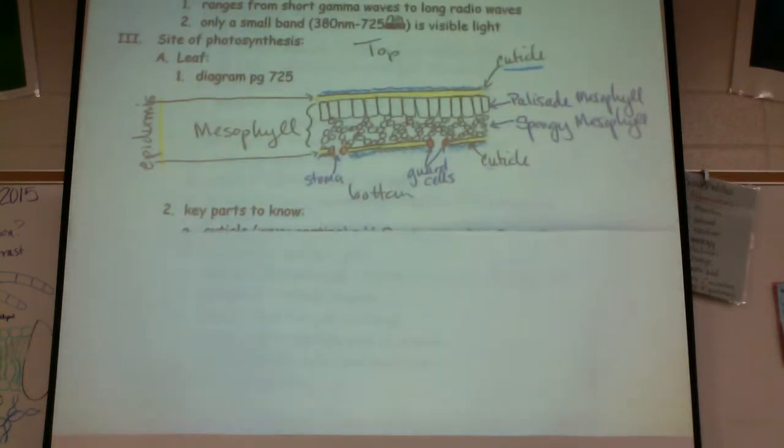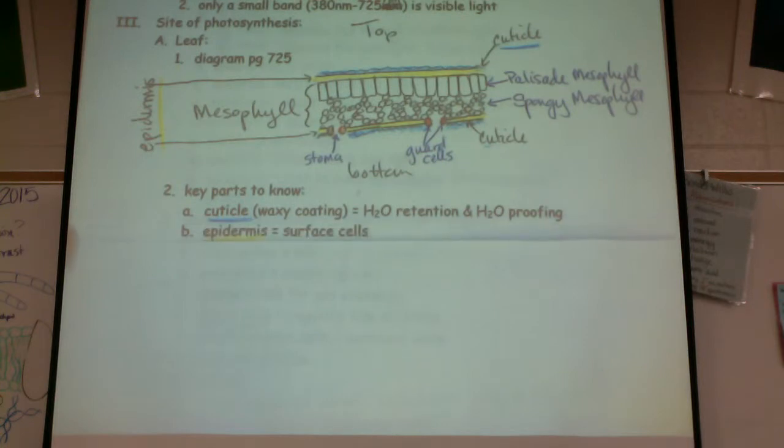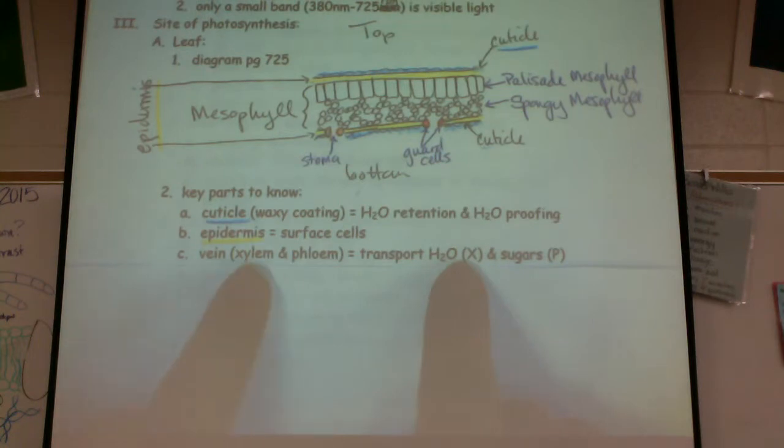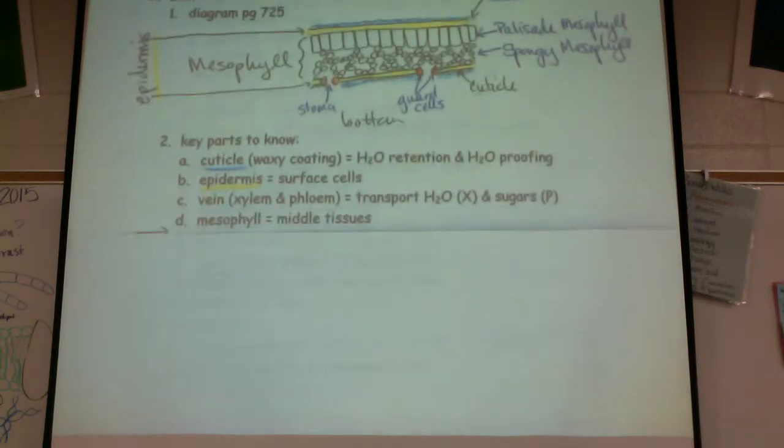So key parts to know, of course, are the cuticle, that waxy coating for water retention and waterproofing, your epidermis, which is the surface, its protection as well. Veins have the xylem and phloem for transport of water and sugars. Xylem, and that's what the X is here, xylem transports water, phloem's just the sugars. We'll talk more about that when we do some other stuff with plants later.